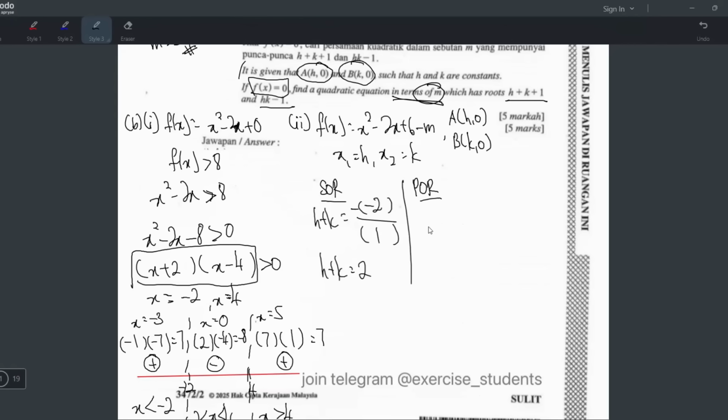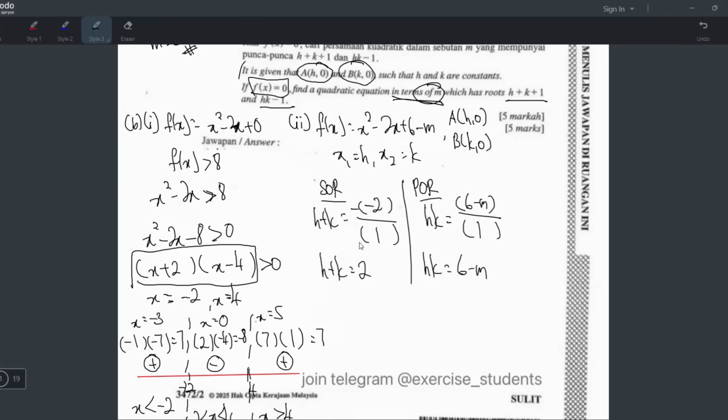Now let's move on to the POR. The POR formula is x1 times x2 equals c over a. That would be h times k equals c over a, and the c from the equation I can see is 6 minus m, over a which is 1. So your h times k is 6 minus m, right?